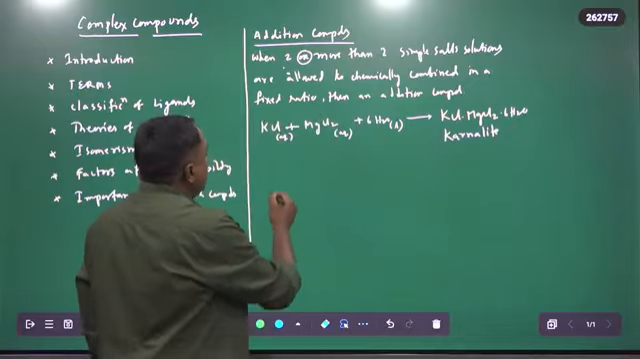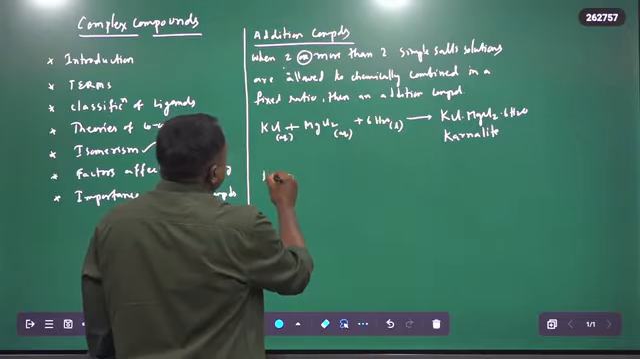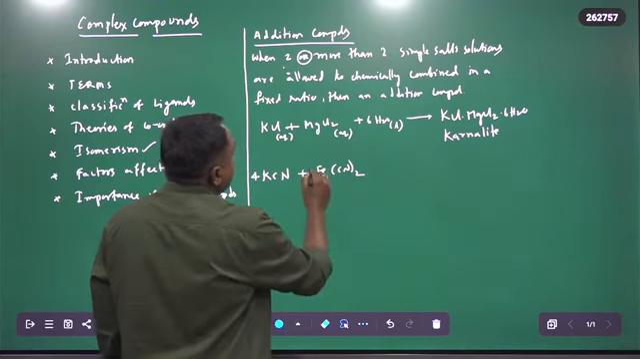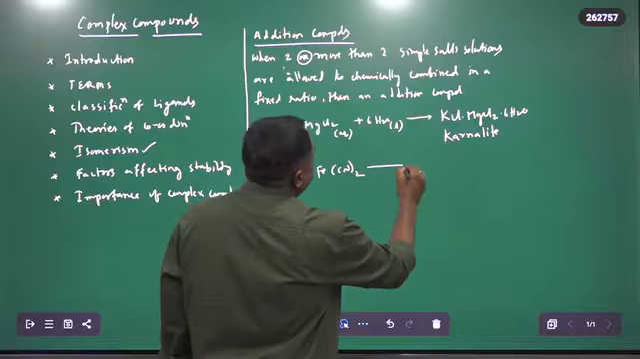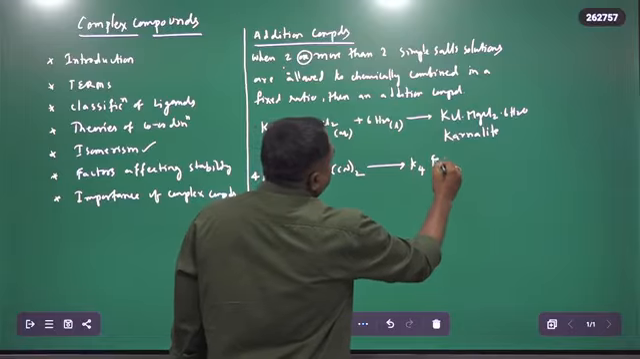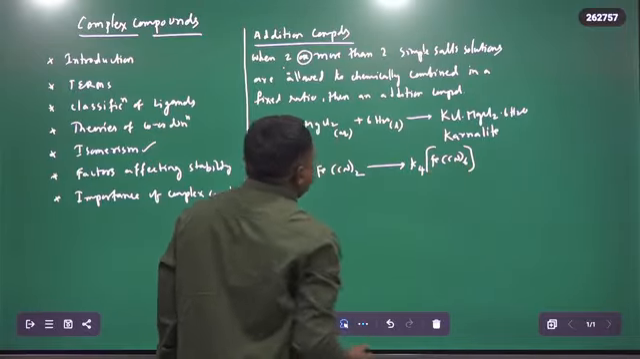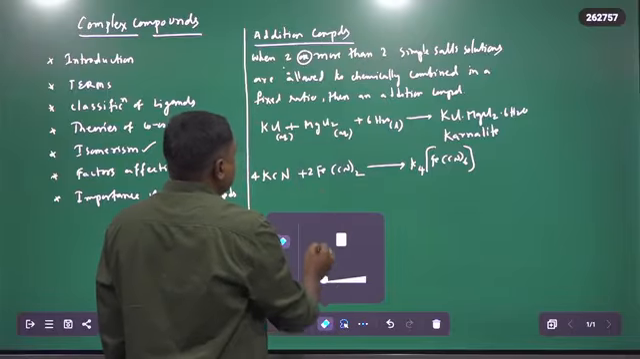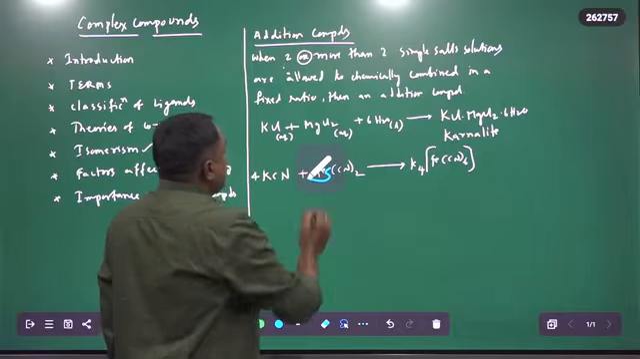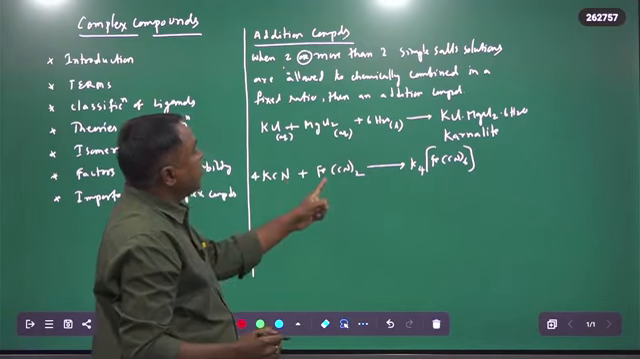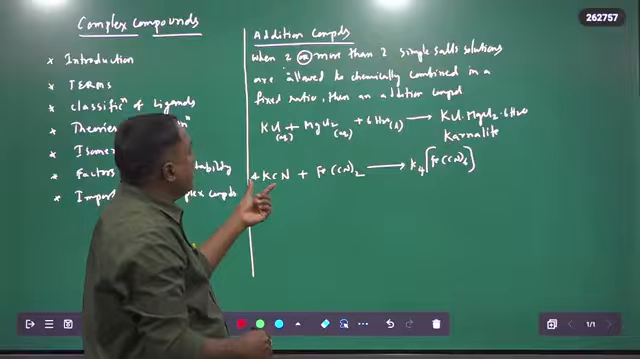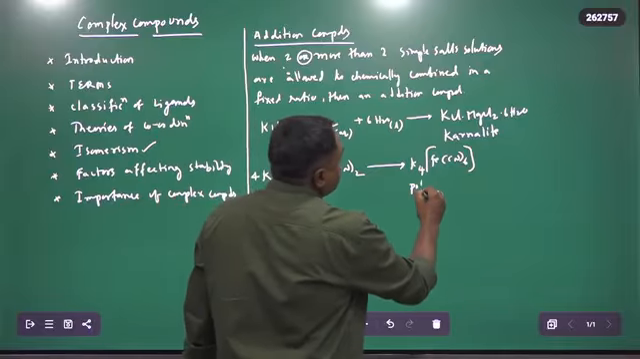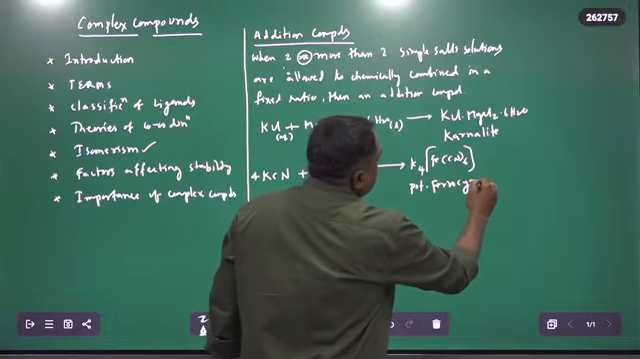Again, we have one more. For example, you take potassium cyanide plus ferrous cyanide: 4 moles of KCN and 1 mole of ferrous cyanide, Fe(CN)2. In a fixed ratio, you will get K4[Fe(CN)6]. By taking potassium cyanide and ferrous cyanide in a fixed ratio, you will get potassium ferrocyanide.